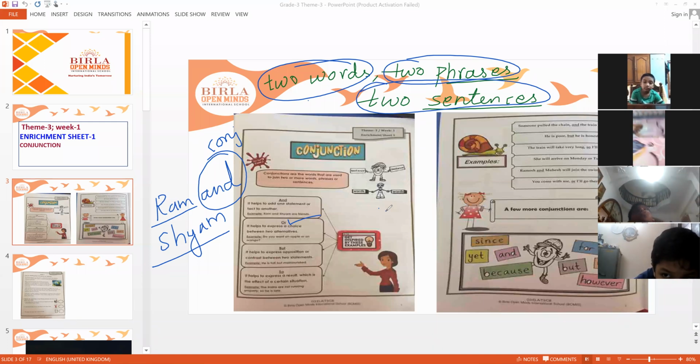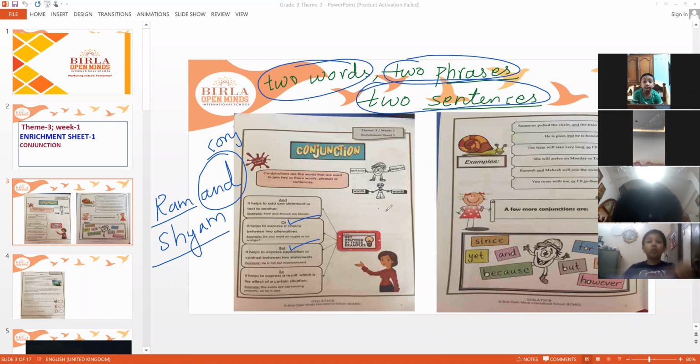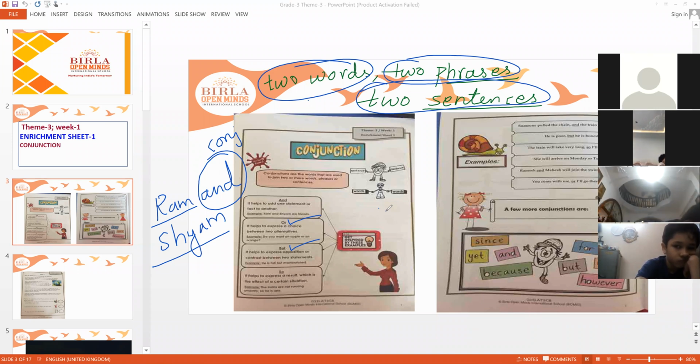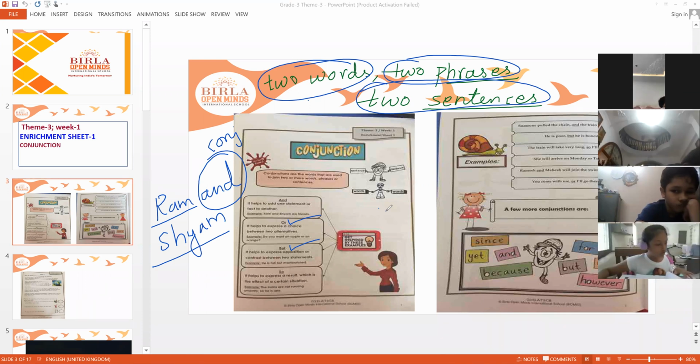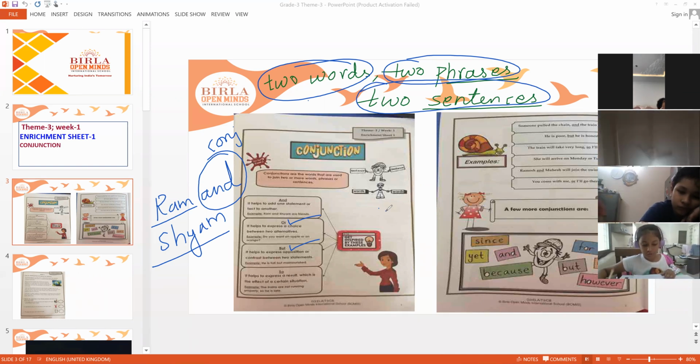Now let us see "but". When we have to use "but", it helps to express opposition or contrast between two statements. Here, we want to do something, but we are opposed to it. For example, I want to eat chocolate, but I am afraid of cavities.